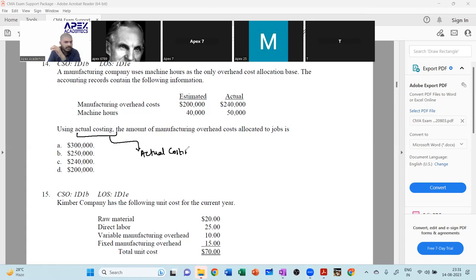Actual costing is based on actual cost and nothing else. So what is your actual cost? 240. Your answer will be 240. Right? Pretty simple, pretty straightforward. Take a quick screenshot and we are good to go on this question.